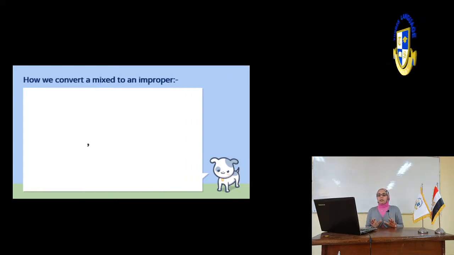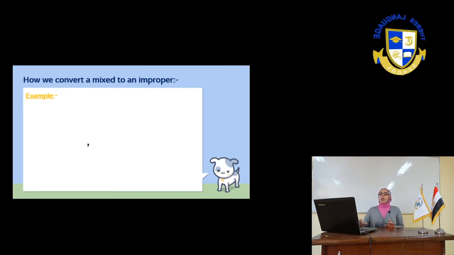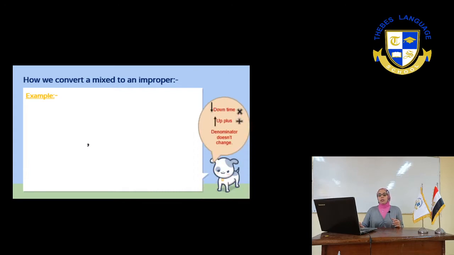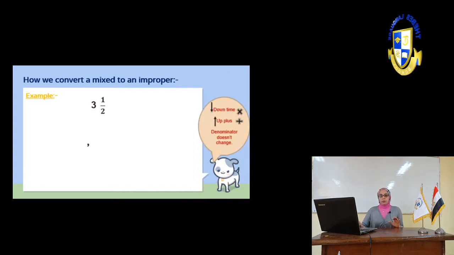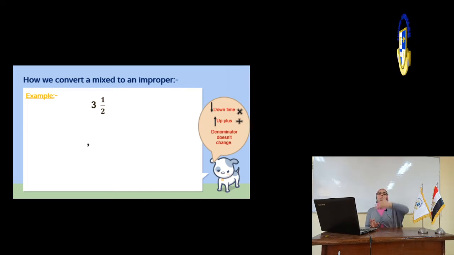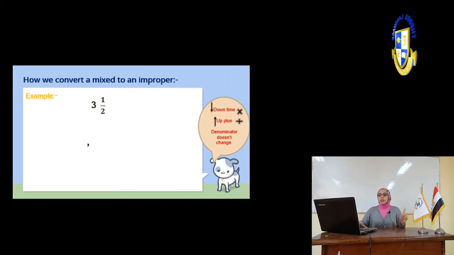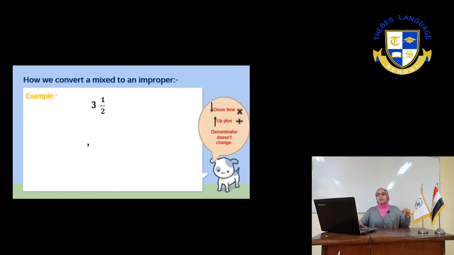We can convert from mixed into improper and from improper into mixed. So, at first, how do we convert from mixed into improper? To convert from mixed into improper, we have a rule. Take the whole down and multiply it by the denominator. And then take the result up and add the numerator. And the denominator doesn't change. So we say it like that: down, times, up, plus, denominator doesn't change.